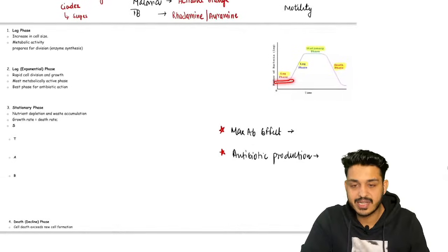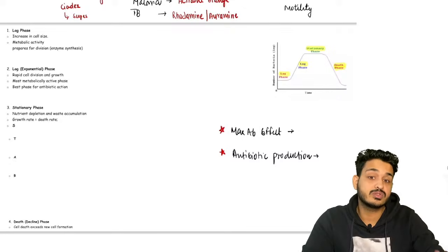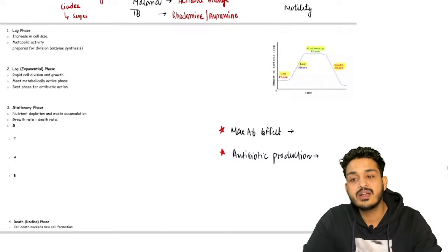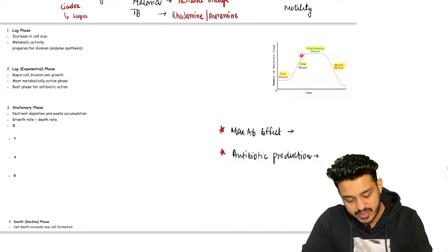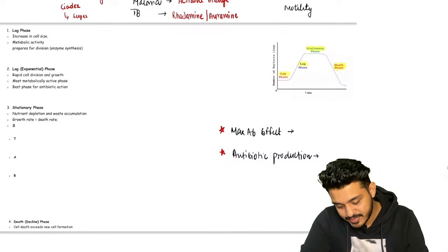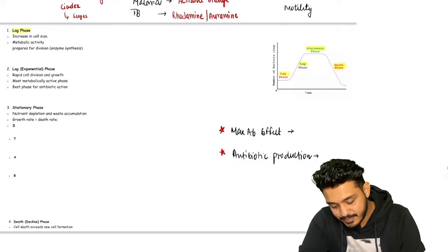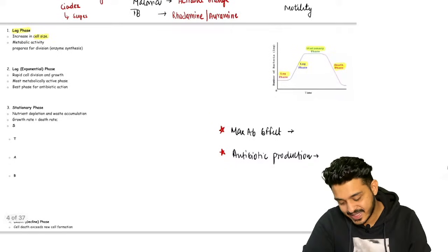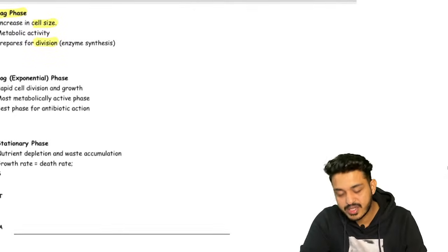First, just like human beings, bacteria will also grow in size. First we grow in size, like 5 years, 7 years, 10 years, then we get married, and after marriage you will have what? Divisions, right? So the same thing happens in the lag phase. The bacteria will increase in size. It is going to eat up things, increase its size, and prepare for division.